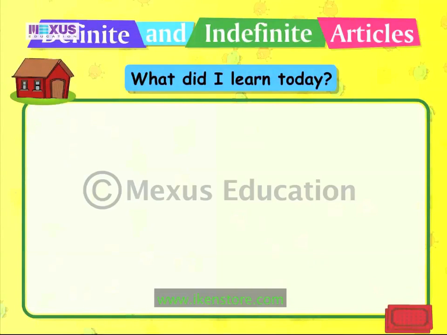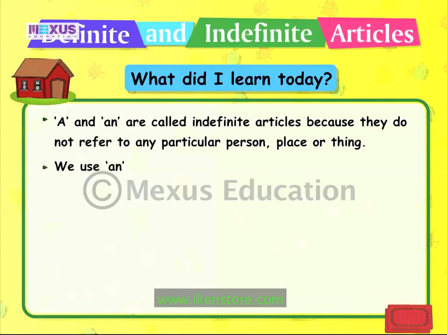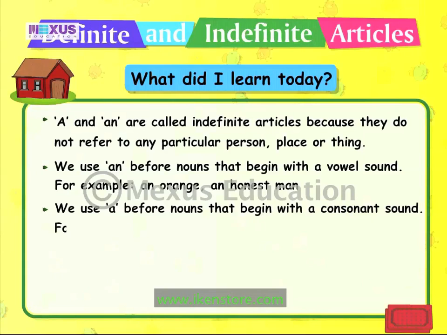Fleck and I had so much fun playing the board game today. Let's run through some of the points we learned in the lesson, definite and indefinite articles. A and an are called indefinite articles because they do not refer to any particular person, place or thing. We use an before nouns that begin with a vowel sound. For example, an orange, an honest man. We use a before nouns that begin with a consonant sound. For example, a door, a unicycle.